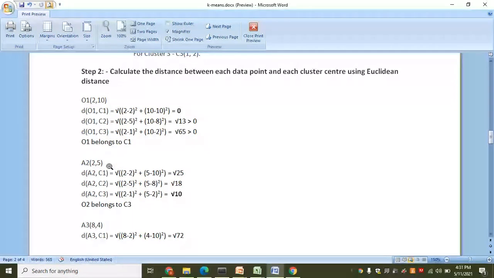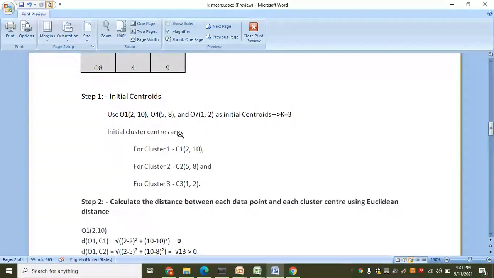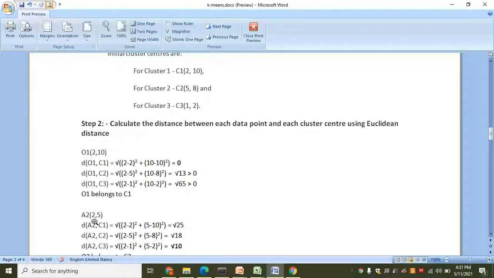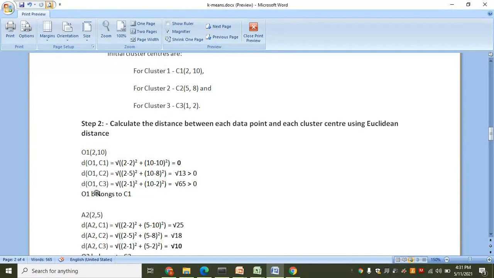Then object O2. Object O2 is 2 comma 5, and we should calculate the distance between this O2 (2, 5) and all the three centroids C1, C2 and C3. Sorry, this is not A2, this is O2. So for O2 (2, 5), the distance between O2 and C1 equals square root of (2 minus 2) the whole square plus (5 minus 10) the whole square, which will be square root of 25.